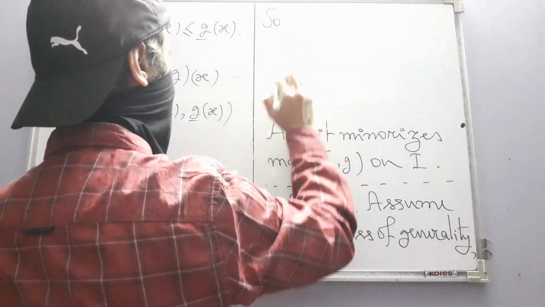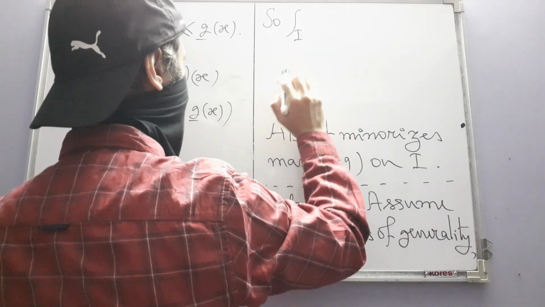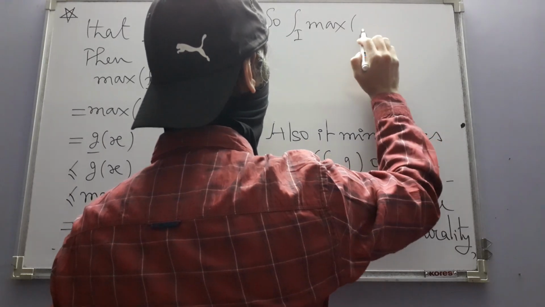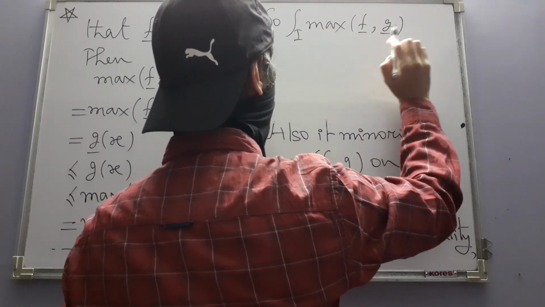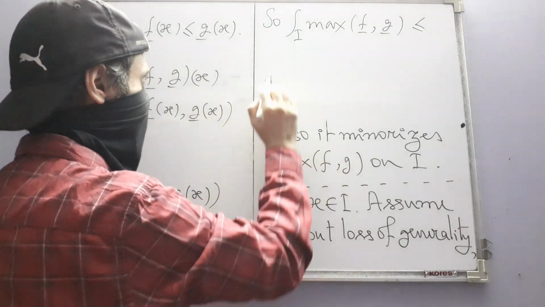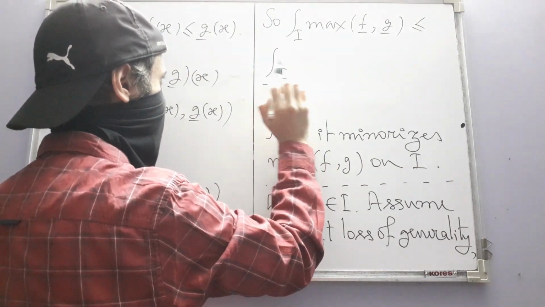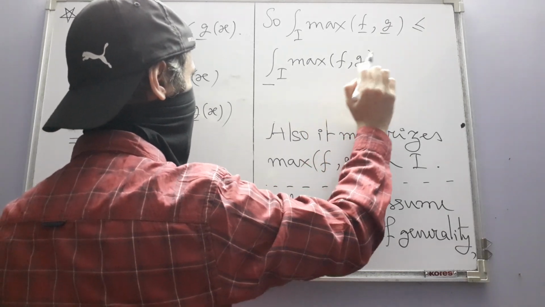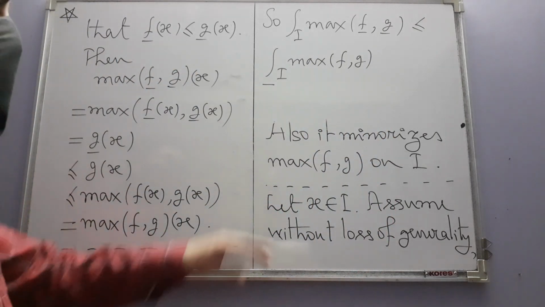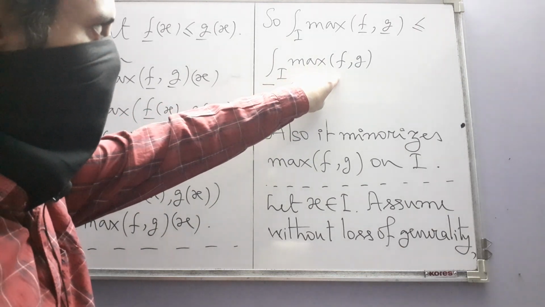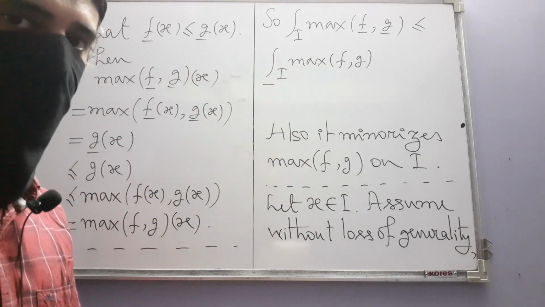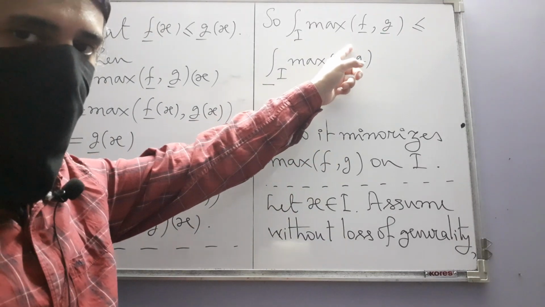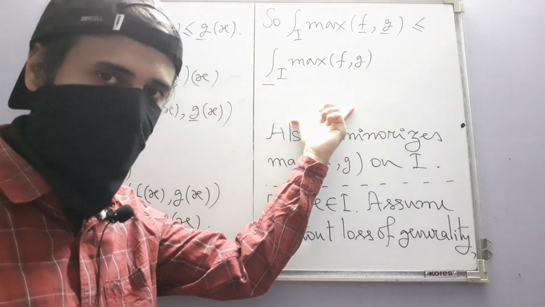So the integral of max of f_ and g_ is less than or equal to the lower Riemann integral of the max of f and g. Why? Because the lower Riemann integral is by definition the least upper bound of such integrals. Obviously this is one such integral, so obviously it will be less than or equal to this least upper bound.